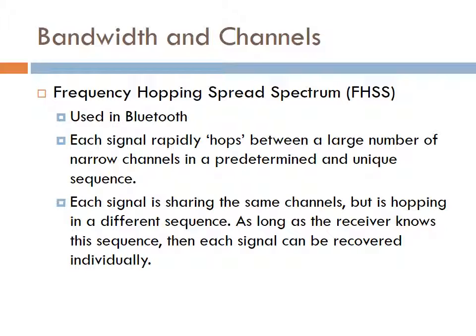So we'll see FHSS, frequency hopping spread spectrum, used in Bluetooth. Each signal rapidly hops between a large number of narrow channels in a predetermined and unique sequence. Each signal is sharing the same channels but is hopping in a different sequence. As long as the receiver knows this sequence, each signal can be recovered individually.